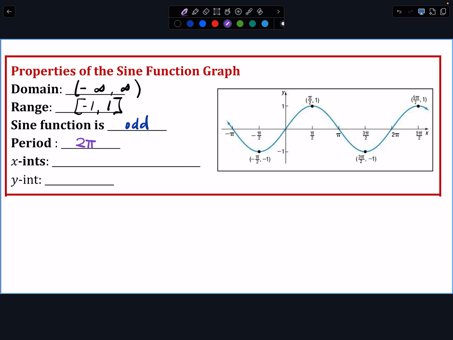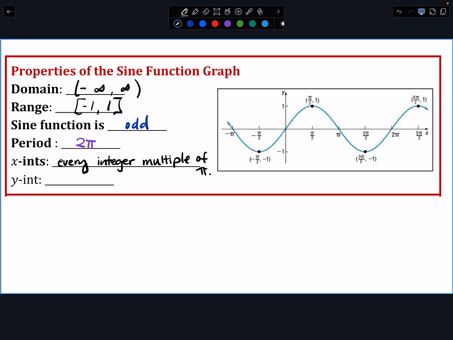So what are you guys noticing? It crosses at every what? Pi. So every integer multiple of pi.